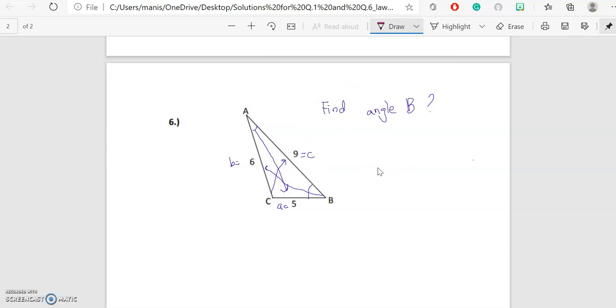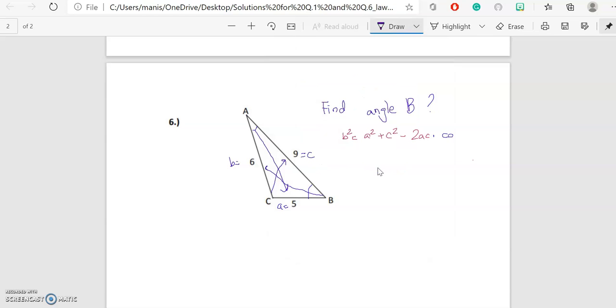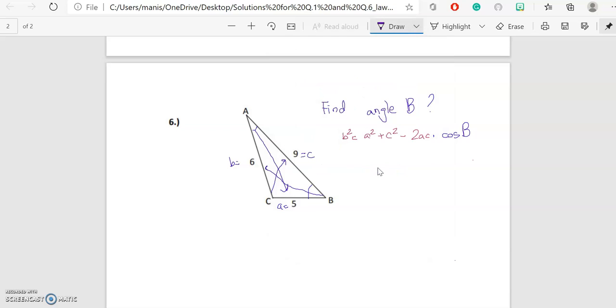First step is we have to write the formula. Formula in this case, since we are finding B, I'll write over here B square is equal to A square plus C square minus 2AC cosine of B. So as I did in the previous problem, I will still do the same thing. I will keep my cosine of B with a different color. So I do not want to make any mistake when I'm solving this. So let's enter the value.